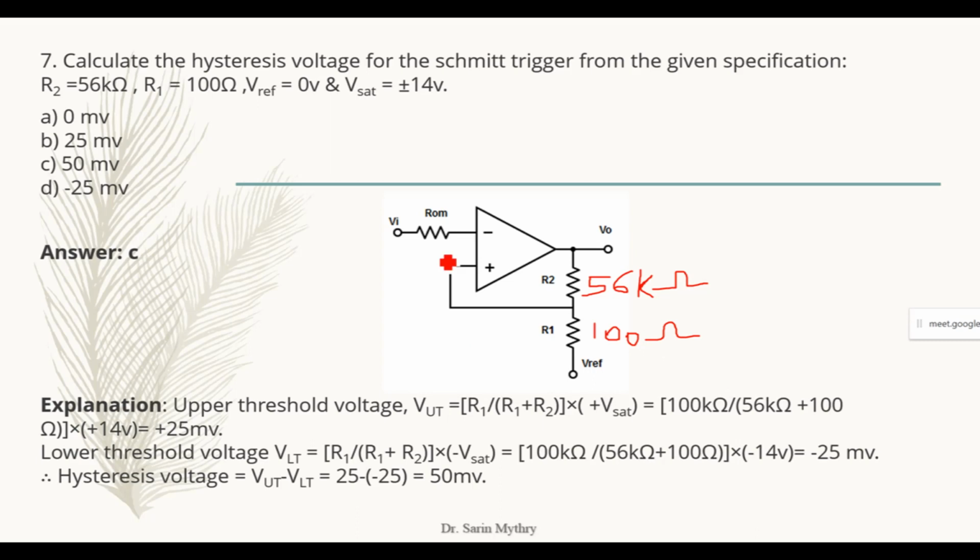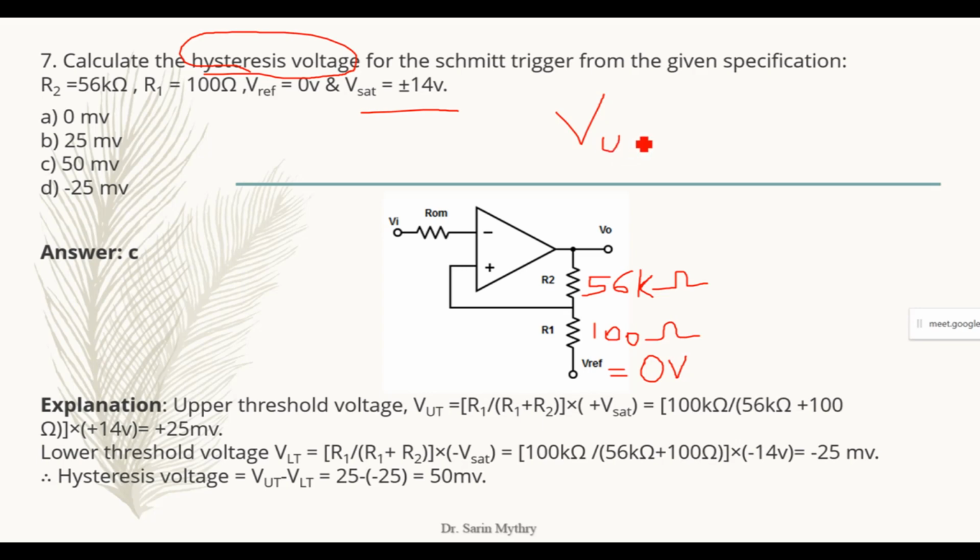Then V reference, the reference voltage, is equal to 0 volts. And VSAT of this particular circuit is given as plus and minus 14 volts, which means it is almost equal to your plus VCC and minus VEE. So let us calculate this one and find the correct option. The upper threshold voltage formula we have just seen. Why? Because we are talking about the hysteresis voltage and how it is linked with the upper threshold voltage and lower threshold voltage, as we have studied in the concept of hysteresis voltage.